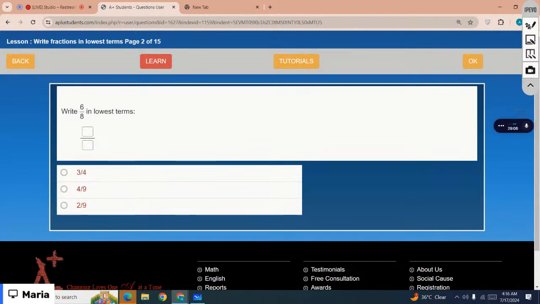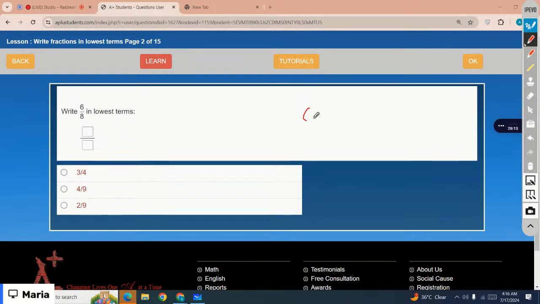You have to divide them by the greatest common number, right? So the greatest common number that can divide both 6 and 8 is 2. So simply divide them by 2: 6 becomes 3 and 8 becomes 4. So the correct option is option number 1, that is 3 over 4.